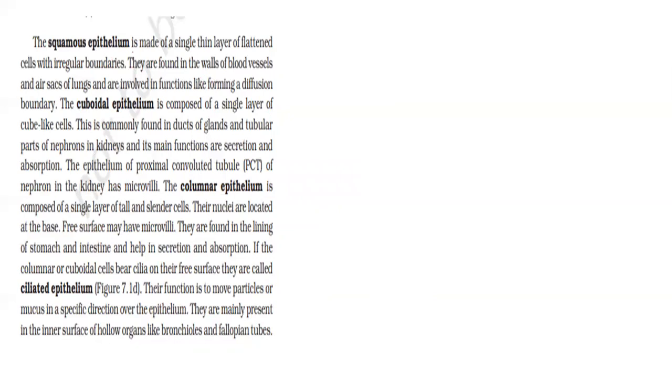Now, the squamous epithelium is made up of a single thin layer of flattened cells with irregular boundaries. Its boundaries are irregular. They are found in the blood vessels and air sacs of lungs and are involved in functions like forming a diffusion boundary. So where are they located? They are located in the blood vessels and air sacs of lungs.